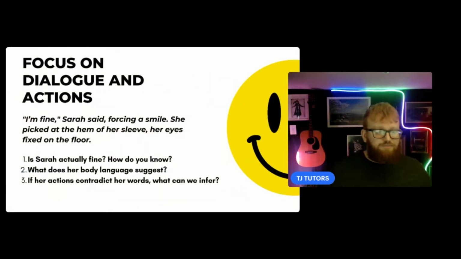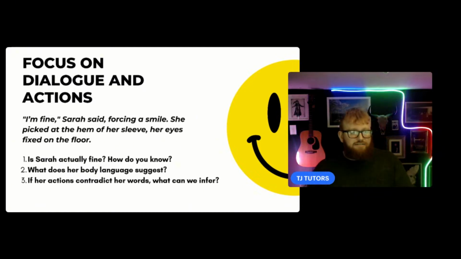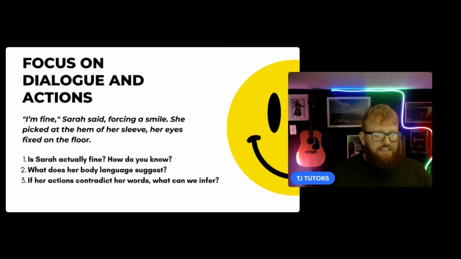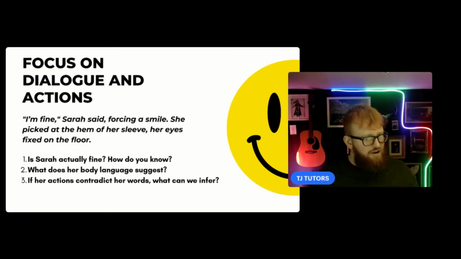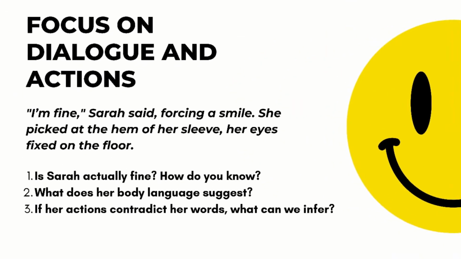Now, "I'm fine," Sarah said, forcing a smile. She picked at the hem of her sleeve, her eyes fixed on the floor. Now, some questions here, guys. Is Sarah actually fine? How do you know? What does her body language suggest? If her actions contradict her words, then what can we potentially infer about how she's actually feeling?